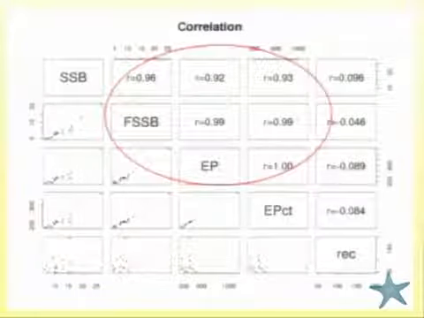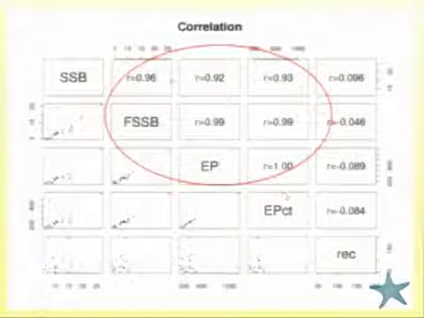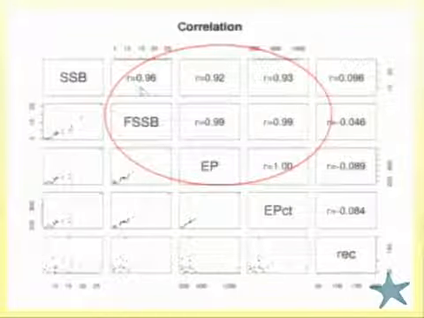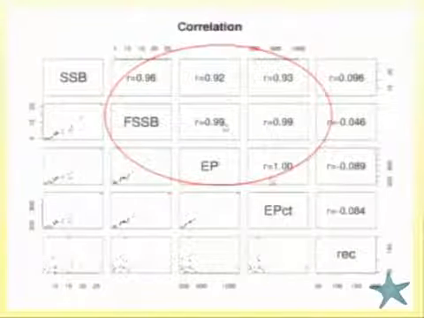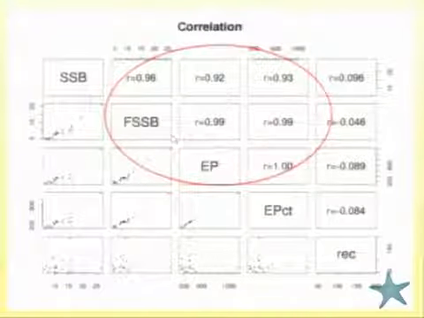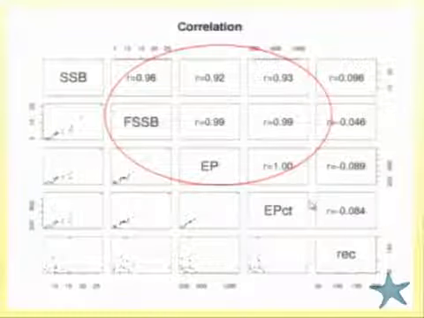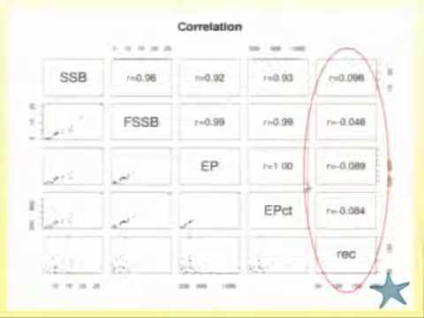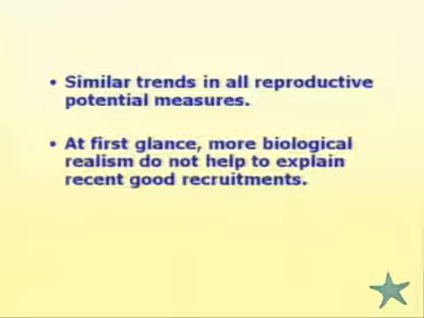If you look at the same information in another way, just looking at the correlations, we can see that most of the reproductive potential figures have a similar, higher linear correlation, and this is more similar between consecutive steps in the weight of the larger fish. And if you look at the linear correlation with the recruitment, basically we can see that it's near 0. So basically, looking at the trends of the 4 reproductive potentials, we have similar trends for all of them. And at first glance, more biological realism does not help to explain the recent good recruitments.